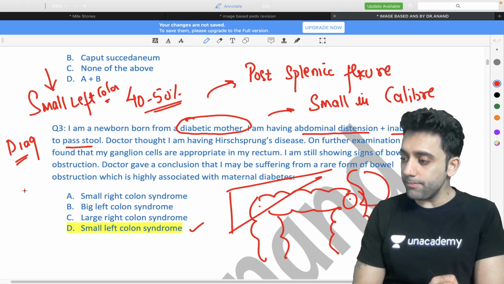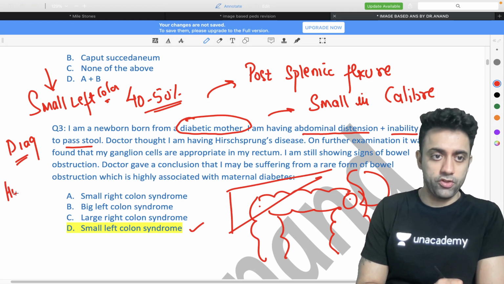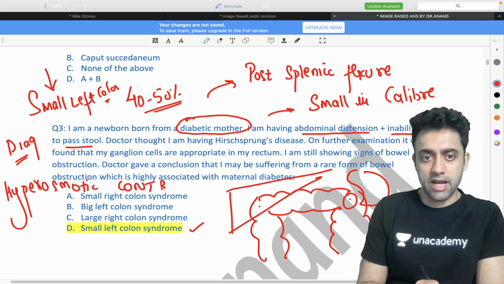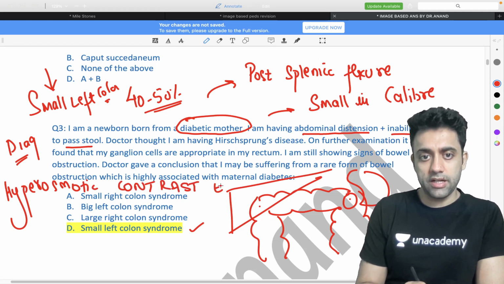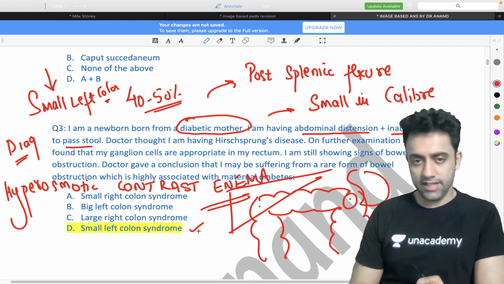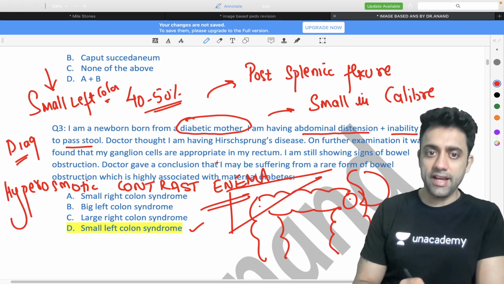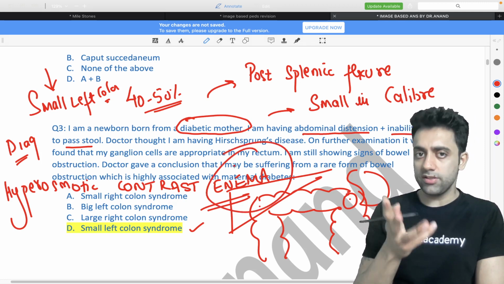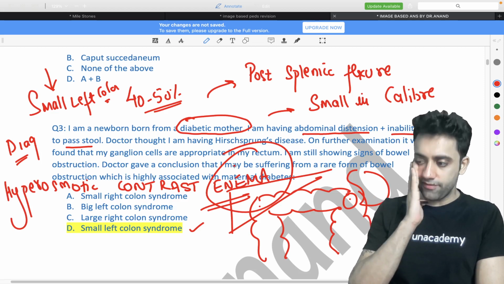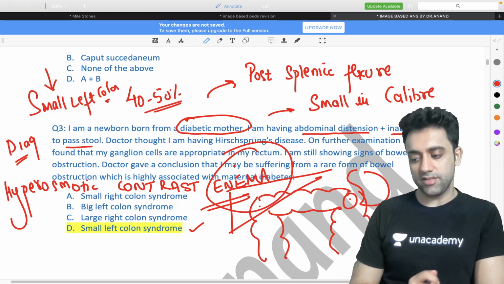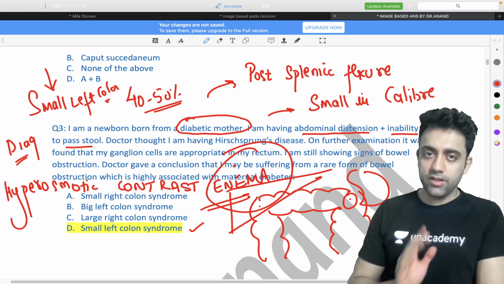You will do the hyperosmotic contrast enema. Please write hyperosmotic contrast enema. You do the hyperosmotic contrast enema, and the treatment is the enema only. In this case, of course, the meconium, the stool, is all stuck there because of small left colon. So you will do the enema, and hyperosmotic contrast enema is what we do. Done. Are you understanding? Yes or no?